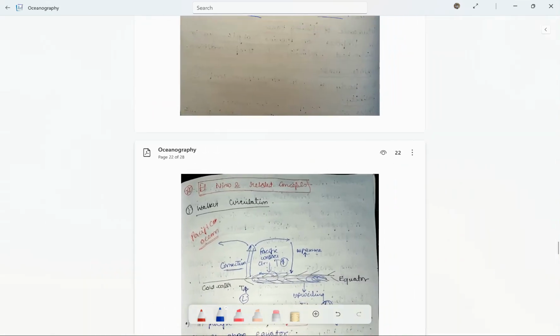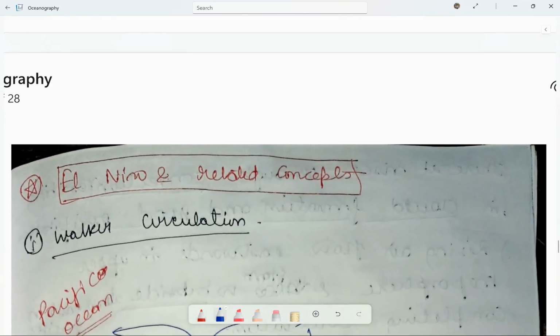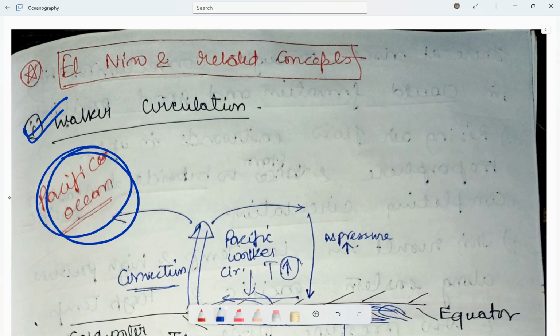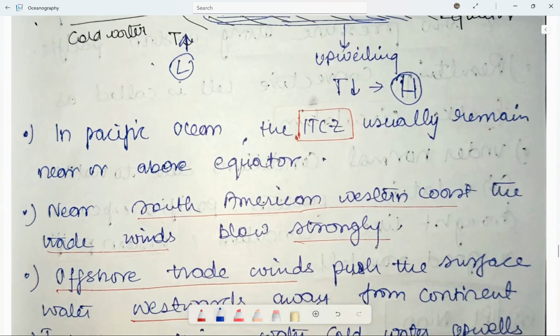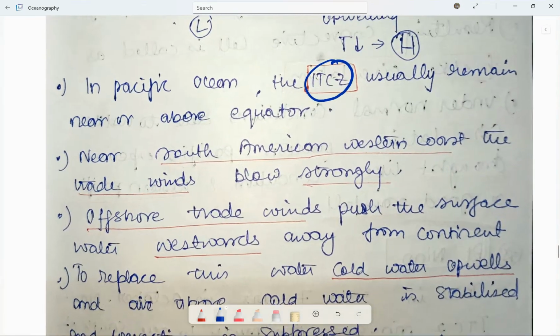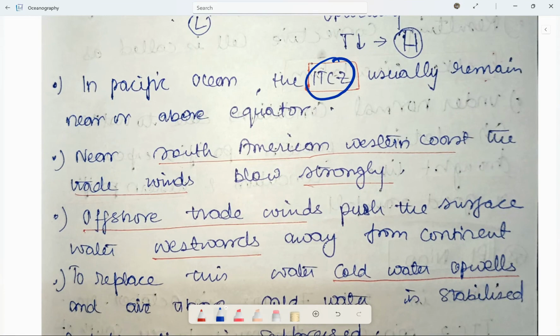Now the concept comes about El Nino and related concepts. पहला we'll talk about water circulation, जो कि mainly पैसिफिक ओशन में हो रहा है. Now पैसिफिक ओशन में जो ITCZ है, ITCZ इंटर ट्रॉपिकल कन्वर्जन जोन. सो ये जो जोन है ये यूजुअली नियर द इक्वेटर रहता है. नाउ नियर द सदर्न अमेरिकन वेस्टर्न कोस्ट ये ट्रेड विंड्स बहुत स्ट्रांगली मूव करते हैं.